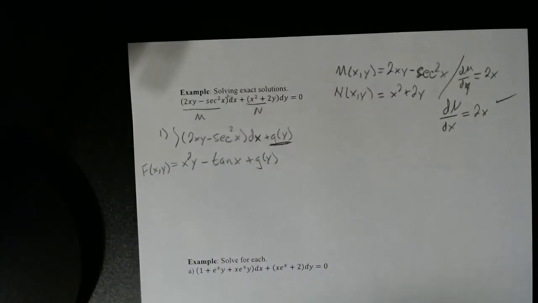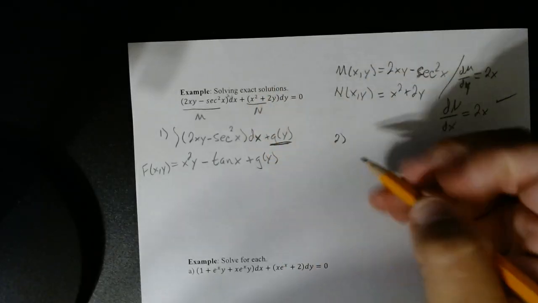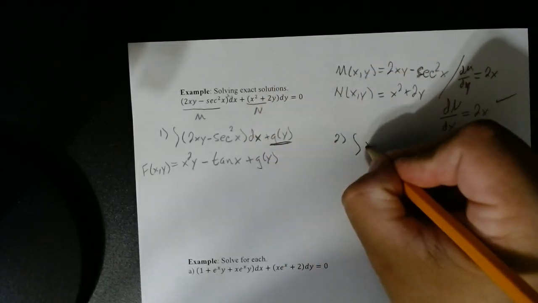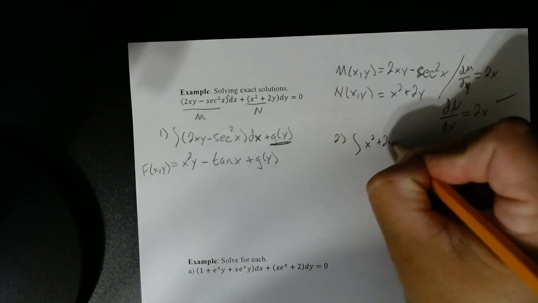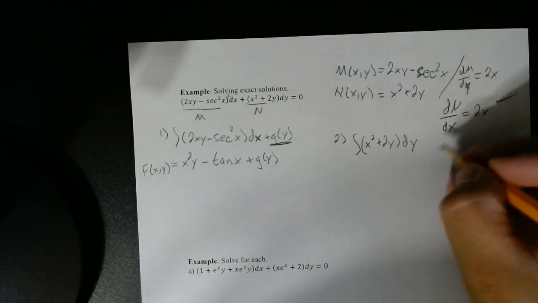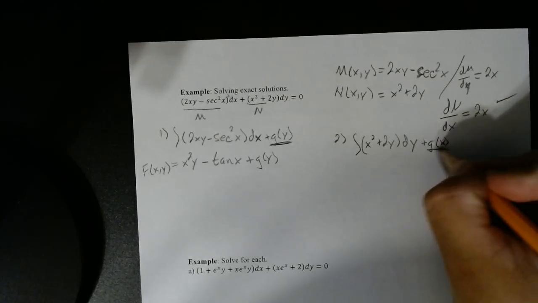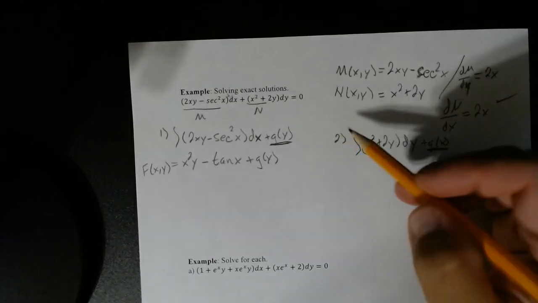But again, that's only the partial. Okay, so that means I also have to do the integral with respect to y over here. So the integral of n, this time with respect to y. In the same process, I'm going to put plus now g of x, because there could be a function that's only in terms of x, which goes away when I take this derivative.